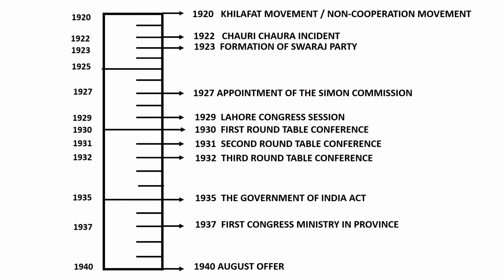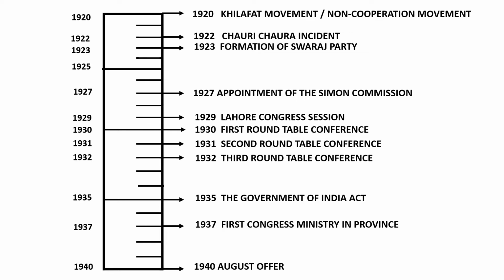1920 Khilafat Movement, Non-Cooperation Movement. 1922 Chauri Chaura Incident. 1923 Formation of Swaraj Party. 1927 Appointment of the Simon Commission. 1929 Lahore Congress Session. 1930 First Roundtable Conference.